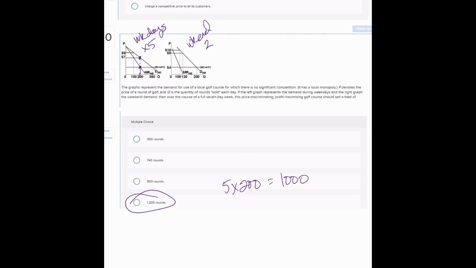On the weekends, they're going to come to marginal revenue equal to marginal cost. They're going to produce 100 rounds at a price of $10. So they're going to do 2 days times 100 rounds each day, and that's 200. And this is because they're profit maximizing firms. So they use MR equals MC, but this same golf course is also a price discriminating firm, and they charge different prices on weekdays and weekends. So our total is 1,200 rounds. And I put a dollar sign there. Should not have. It's 1,200 rounds of golf. It's a lot of golf.